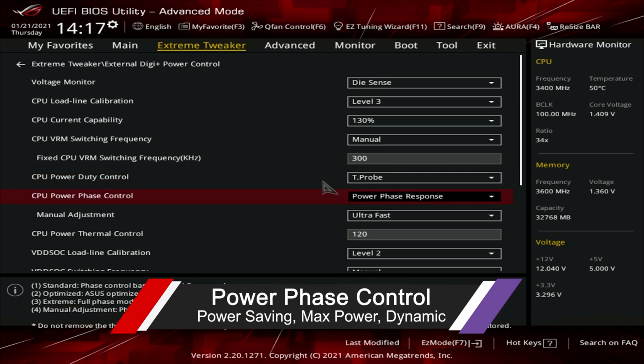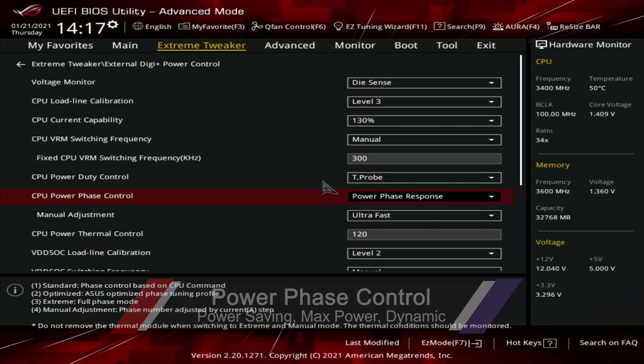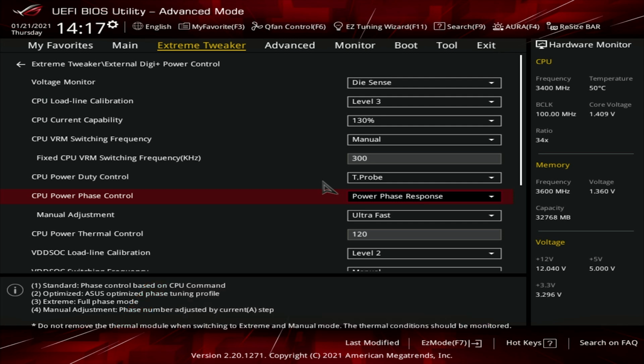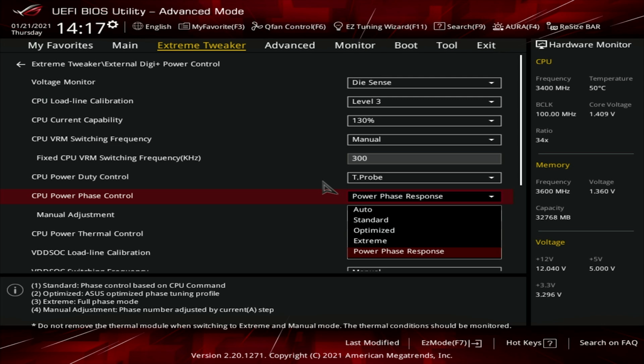Power phase control. This is the ability to let your VRMs kind of power down during idle loads, basically discharge a certain amount of amperage and current. Now, you can set this to standard, which is going off of the CPU command, which isn't recommended. You can go optimized, which is ASUS's version of a power optimized profile for this. You can go extreme, which means it never powers down. It always maintains a stockpile of current always available.